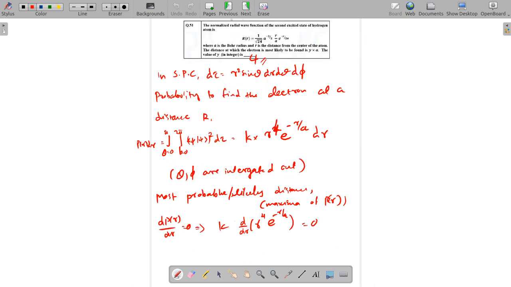Okay, so next one, the normalized radial wave function. Again, these are all 2021 questions. I have not yet moved on to 2020. I think this is the last one.